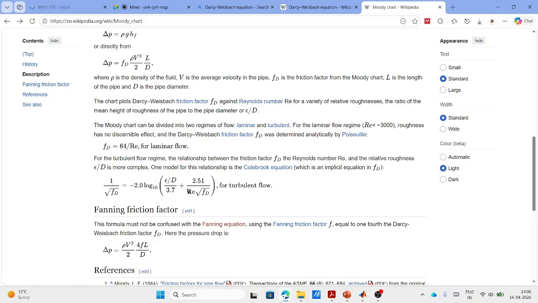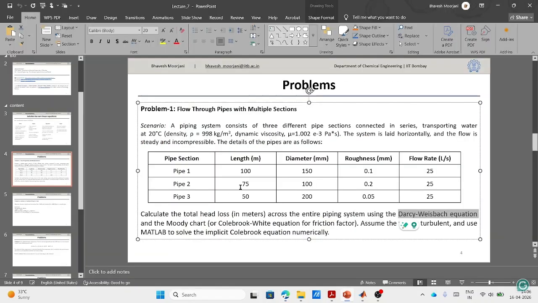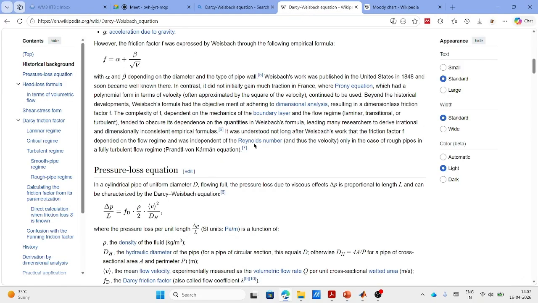LHS minus RHS becomes 0. So for a given Reynolds number, you select different values of FD, and the one which satisfies will be your Fanning friction factor. Okay. So what we will do is, what problem we have been given. We have been given the pipe dimensions. So water is flowing through three different pipes, and these are the information. Now I have to find the pressure drop inside this pipe.